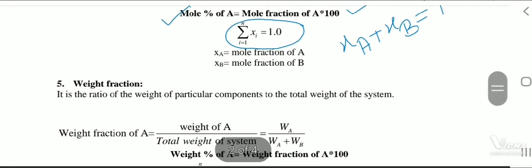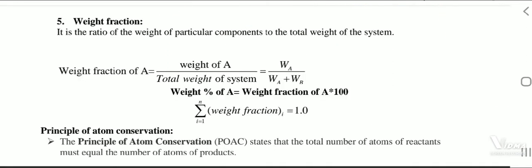Next we come to the weight fraction. Weight fraction of A equals weight of A divided by total weight, that is weight of A plus weight of B. Weight percentage of A equals weight fraction of A times 100, and the summation of weight fractions of a system equals 1. That means in a binary system, the weight fraction of A plus the weight fraction of B will be equal to 1.